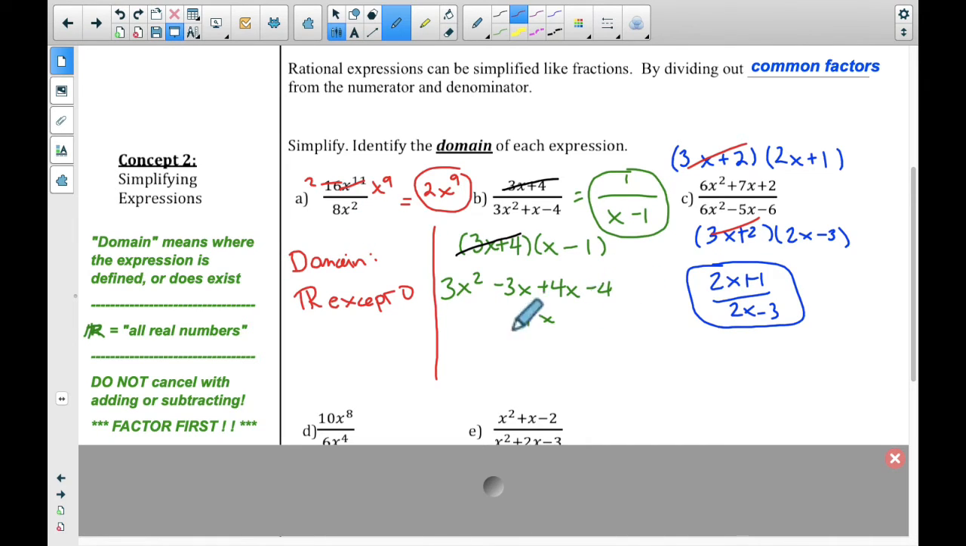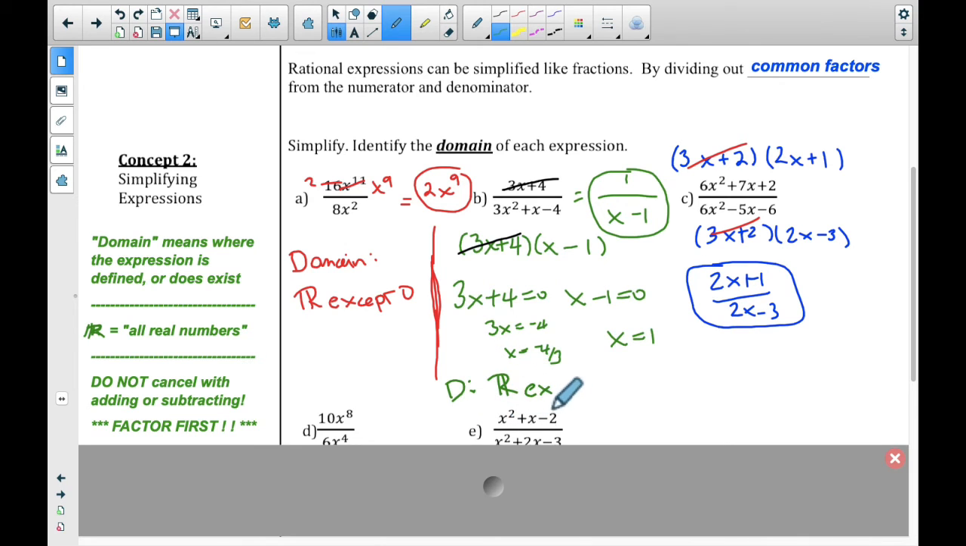On this one, I'm going to take advantage of the fact that I've already factored it. Since I've already factored it, I can set each factor equal to 0. When I do that, obviously x is 1. And over here, I subtract 4 and divide by 3. So my domain is all real numbers except these two, -4/3 and 1.